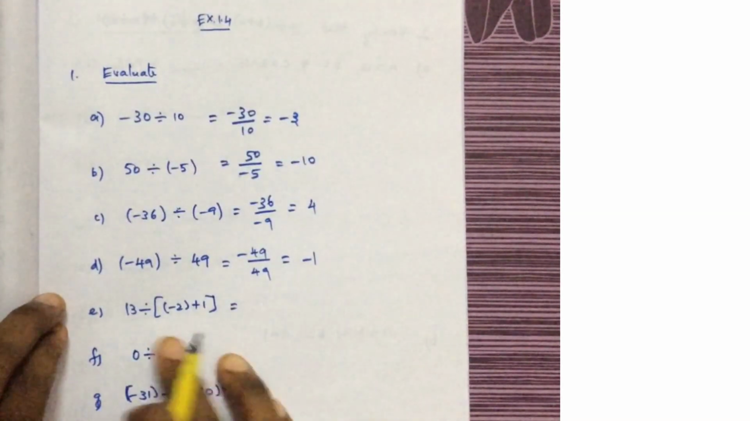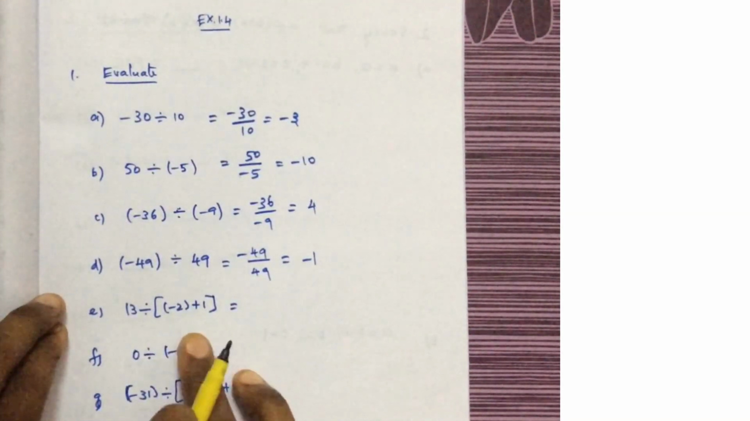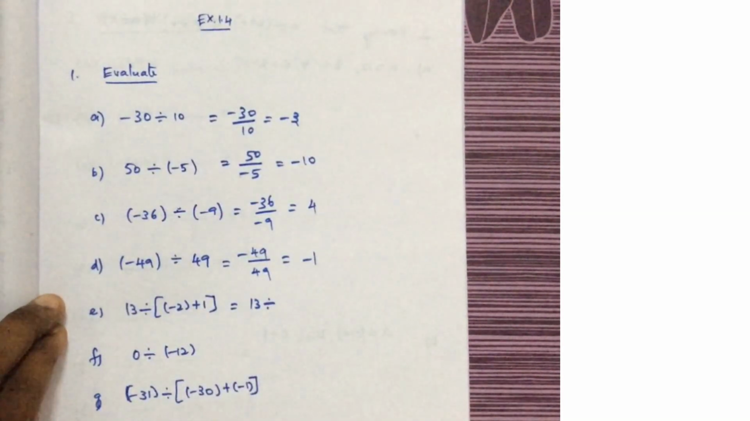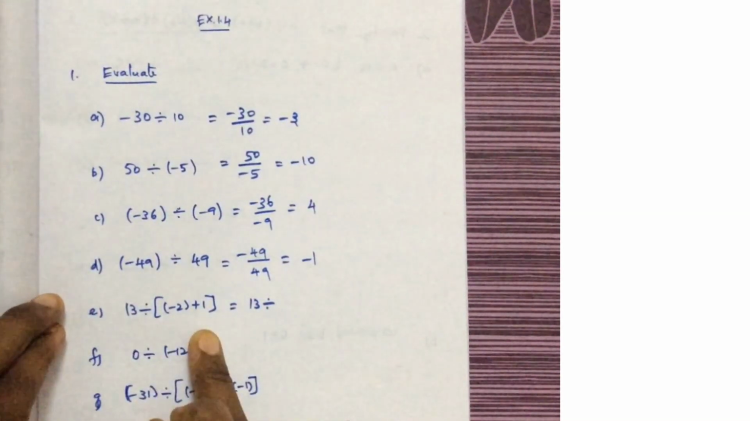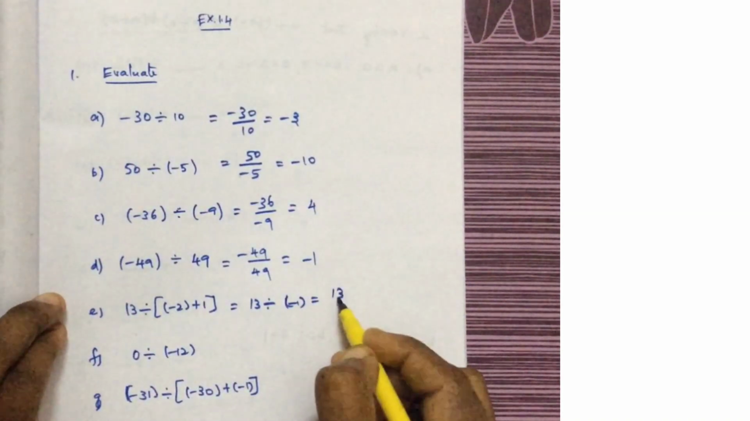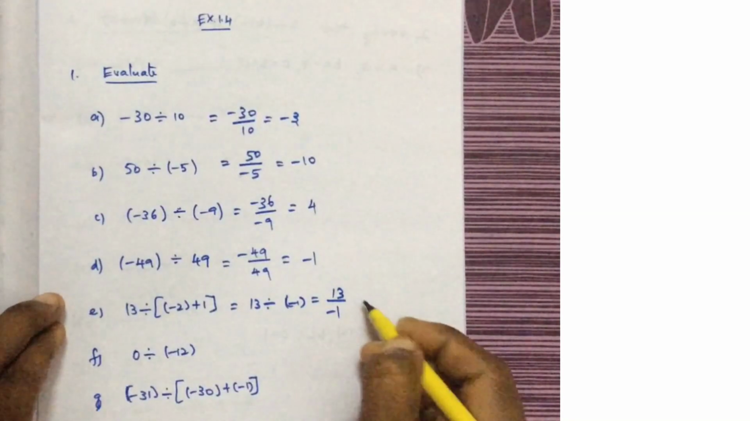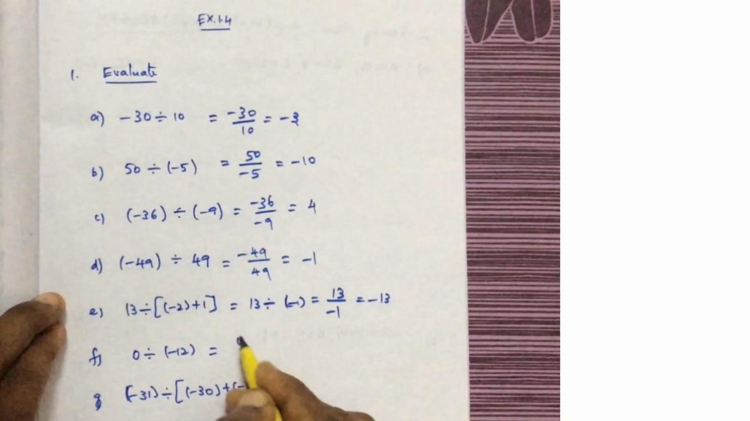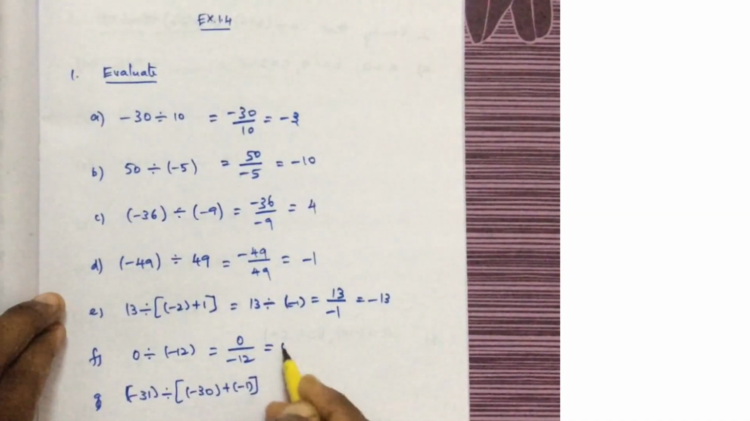Here you have to first solve what is inside the bracket. What is this? Minus 2 plus 1. So 13 divided by, what is minus 2 plus 1? Minus 2 plus 1 is minus 1, so it is 13 divided by minus 1, that is equal to minus 13. Next is 0 divided by minus 12, which is 0.